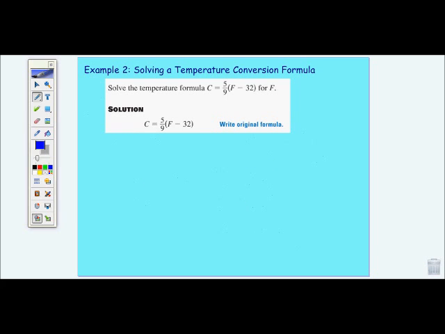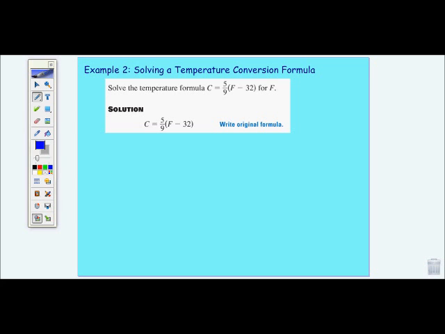I'm going to do the same thing in example 2. This time I'm using temperature. They're going to give me a conversion formula that Celsius is equal to 5/9 the quantity of Fahrenheit minus 32. So we want to use that original formula, and this time we want to solve for Fahrenheit instead. I'm going to use balanced equations in order to solve for F.